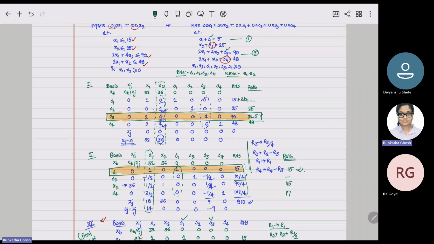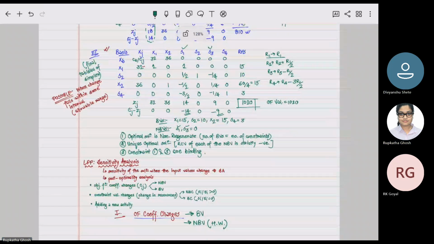So when you ultimately arrive at the third iteration... Divyanshu, you were saying something? No, no, nothing, nothing.